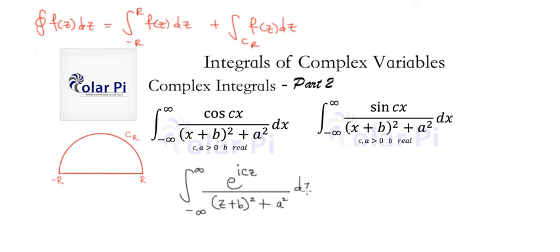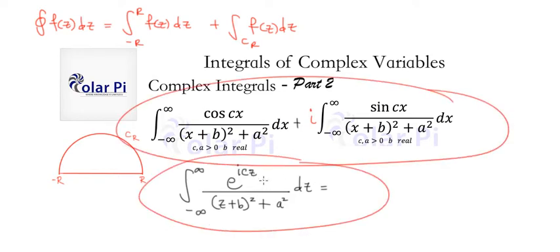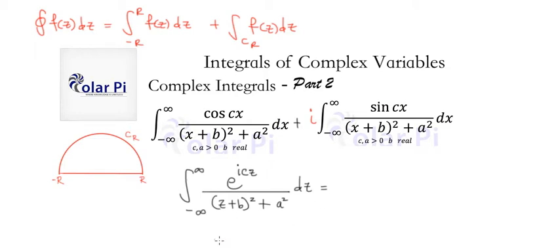dz. Now, notice that this is equal to the sum of these two integrals with an i in front of the sine integral, right? This here is identical to this because e to the i c z is equal to cosine cz plus i times sine cz. So the two things I've circled are equal. So then you see what we're going to do is find out the answer to this, which will invariably have a real part and an imaginary part. And then we're going to say the real part of the answer is the answer to this integral, and the imaginary part of the answer is the answer to that integral. Yeah? Cool. All right. Sounds like a plan?